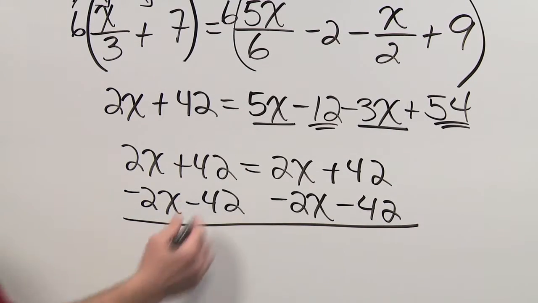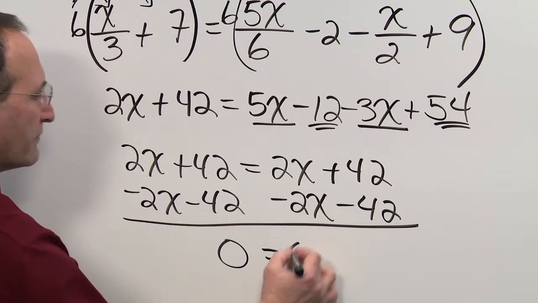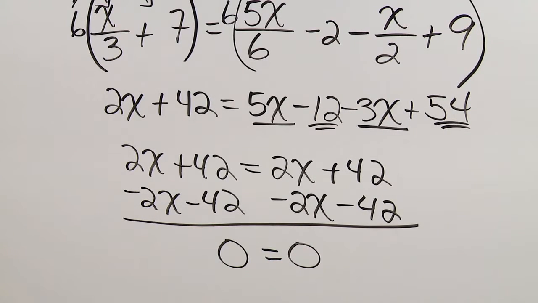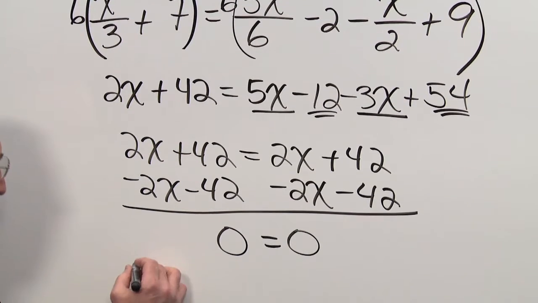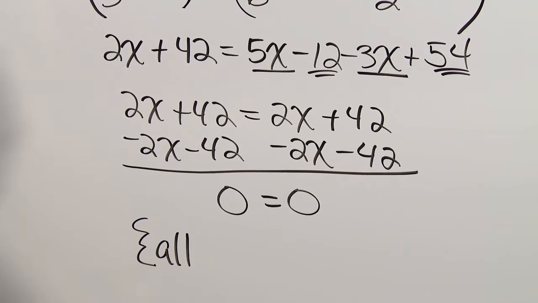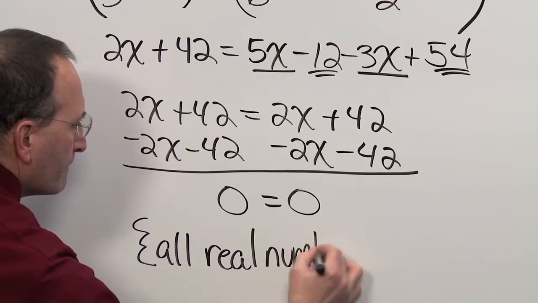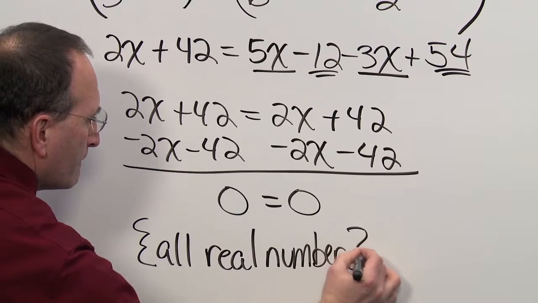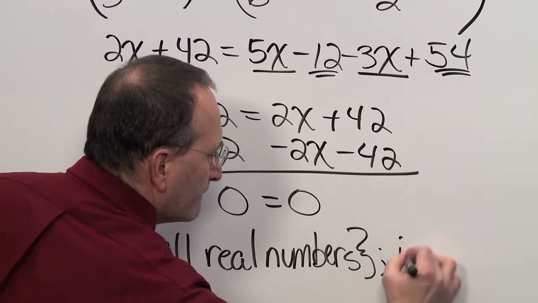On the left-hand side, everything sums to 0. On the right-hand side, everything sums to 0. So you can see that what we have here is a true statement, and what that tells us is the solution set is the set of all real numbers. And what we have here is an identity.